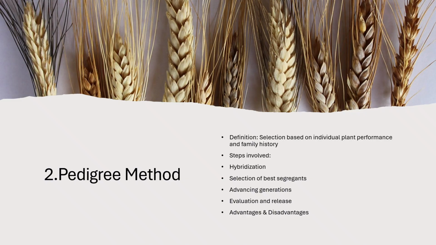Pedigree method. It involves hybridization followed by selection of superior segregants in each generation, while maintaining pedigree records, leading to evaluation and release of improved varieties. Advantages: effective for combining desirable traits. Disadvantages: time-consuming and requires detailed record keeping.